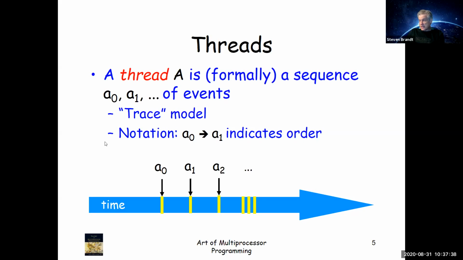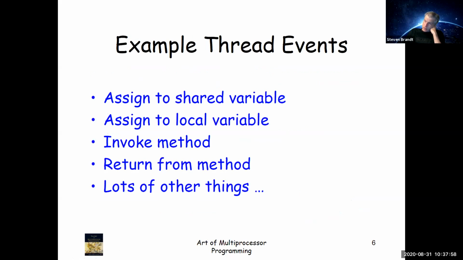A thread A is formally a sequence of events. So on this timeline, we have the sequence of events that constitute the trace of our thread. And this bold-faced arrow here indicates an order. So this says that A0 comes before A1. The things that could go into thread events are assignment to a shared variable or a local variable, or invocation of a method, or return from a method, or lots of other things.